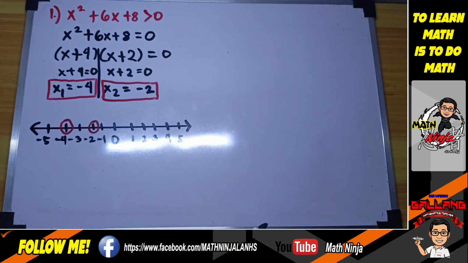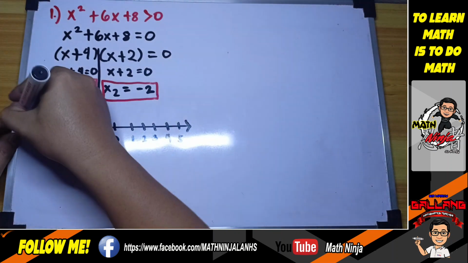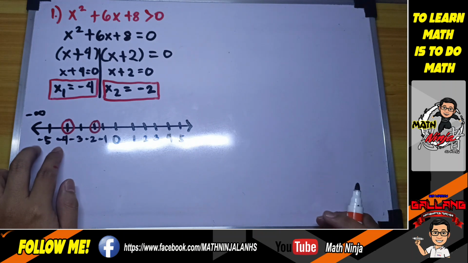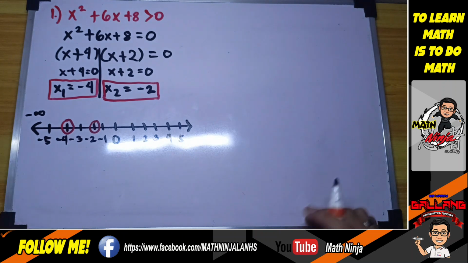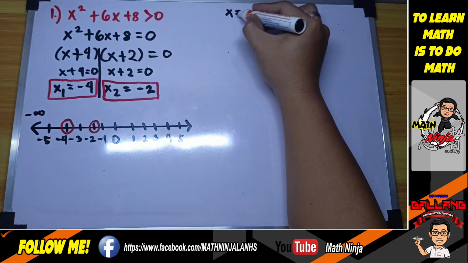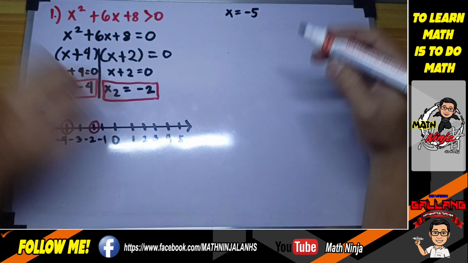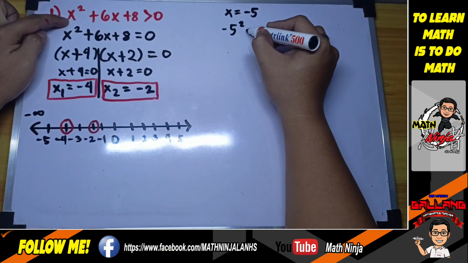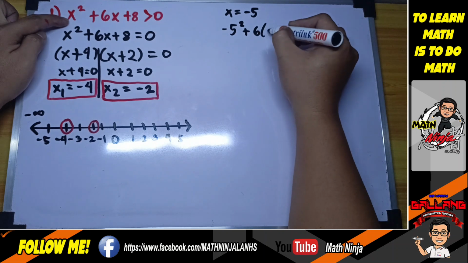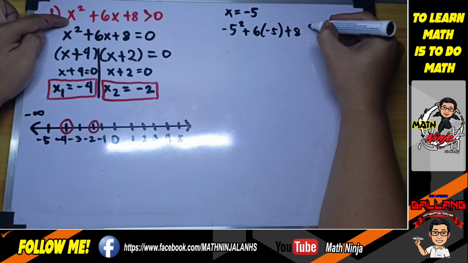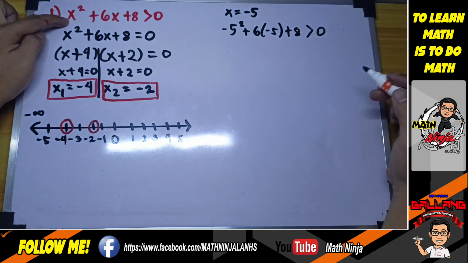Okay, so we have the first part. So we have negative infinity to negative 4. So pili tayo ng isang integer dyan or isang number. So, ang pinili ko is negative 5. So, x is equals to negative 5. Gamitin ulit natin yung inequality. So, we have negative 5 squared plus 6 times negative 5 plus 8 is greater than 0.